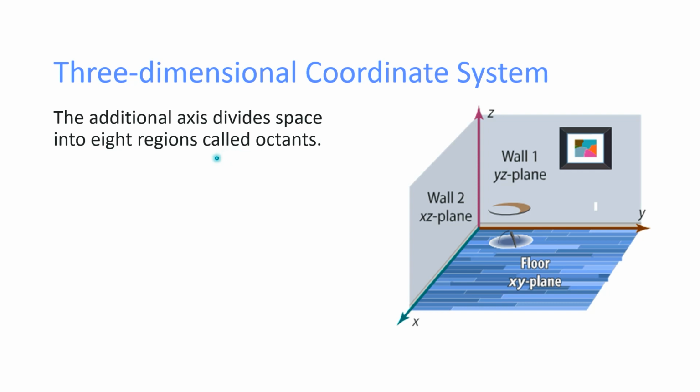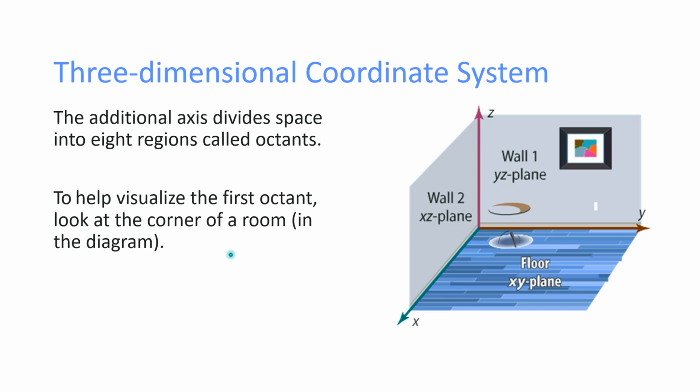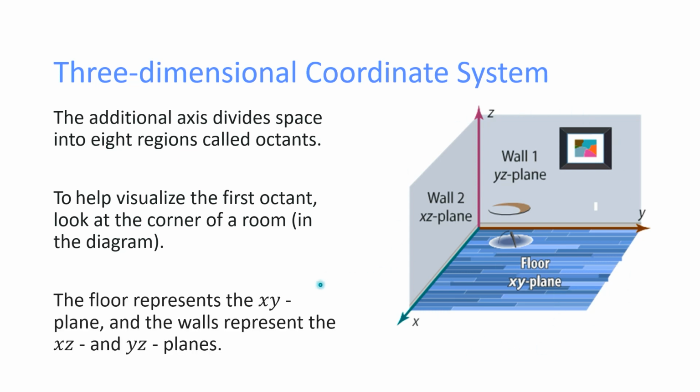The three axes divide space into 8 regions called octants. To help visualize the first octant, look at the corner of a room in the diagram. You will see that the floor represents the xy-plane and the walls represent the xz and the yz planes.